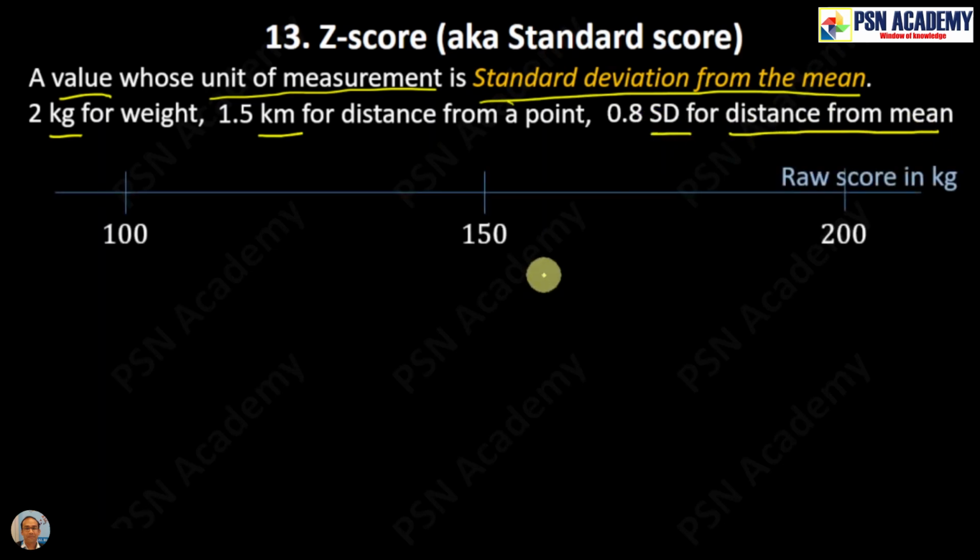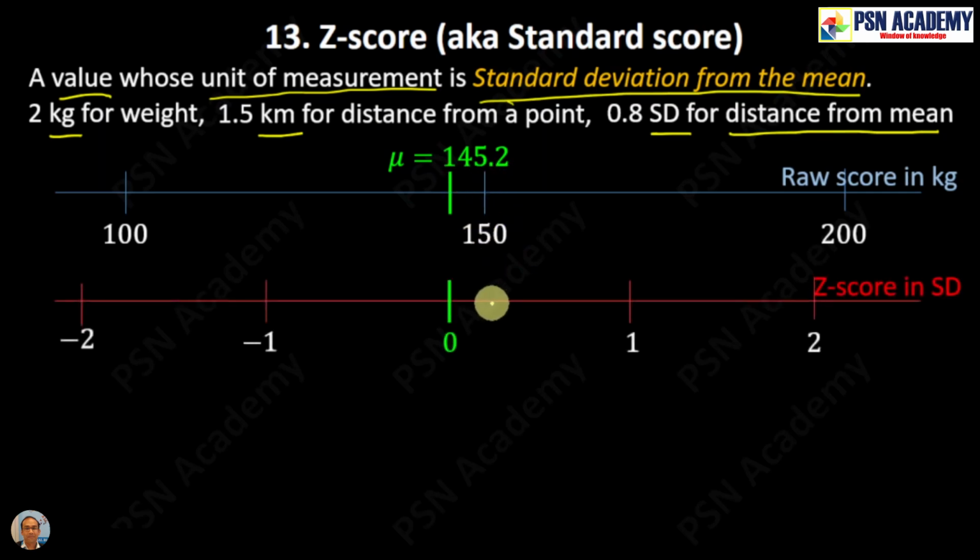Now, suppose we are going for an experiment with a few bags of rice, say, and we find that the mean weight of those bags is 145.2 kgs. Now, look at this scale. This scale talks about z-score or SD. That means this is a scale of standard deviation. The zero of standard deviation is in perfect alignment with the mu, that is the mean of the raw score scale, because it is perfectly standing on the mu, right?